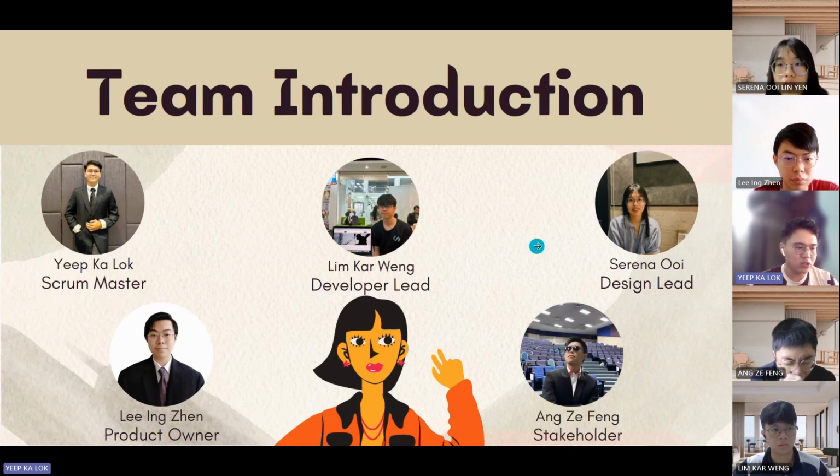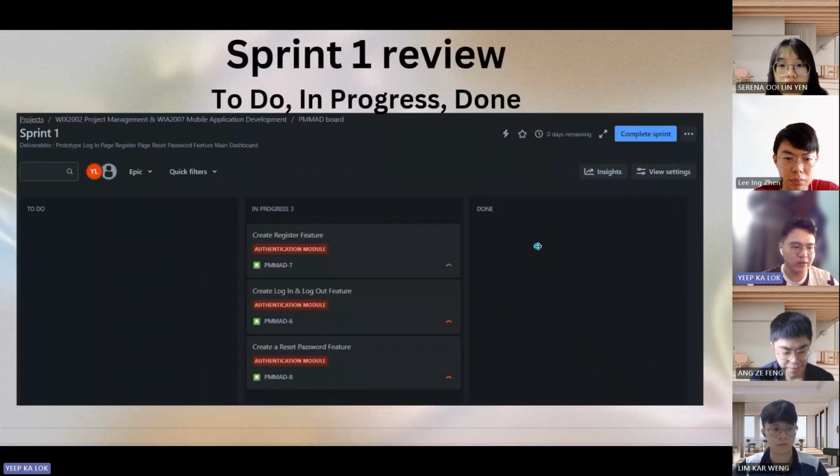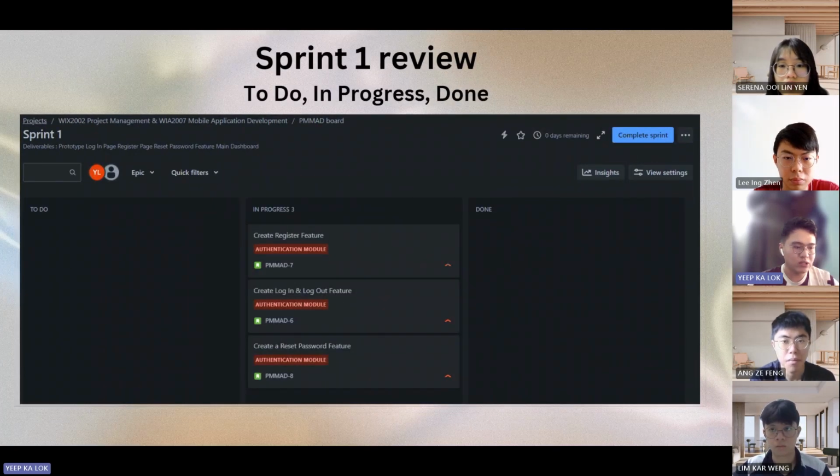So moving on to the sprint review board for sprint one in Jira, we successfully completed critical user stories focused on security of the app, aka user authentication: the ability to log in and log out, register, and reset password. Each of these tasks has been completed and will be discussed further today.